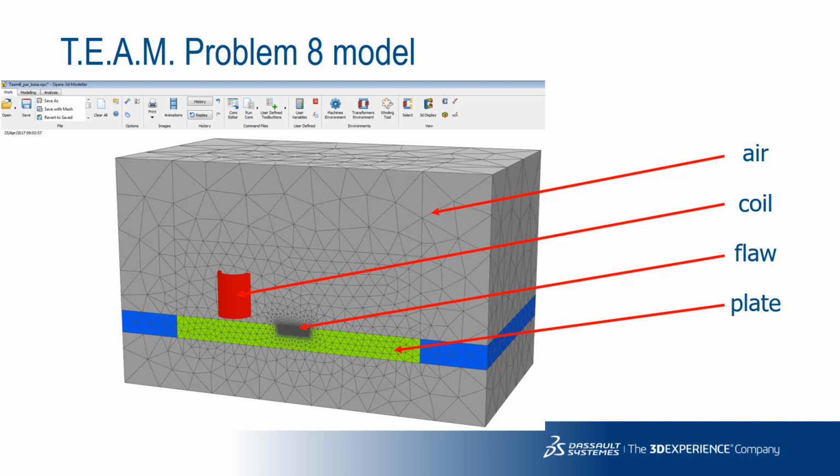Note also the representation of the drive coil. It's placed above the plate and is immersed in the mesh of the air, but the element edges do not have to coincide with the edges of the coil.